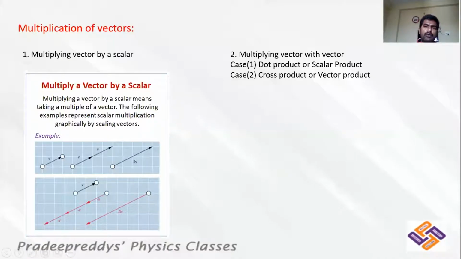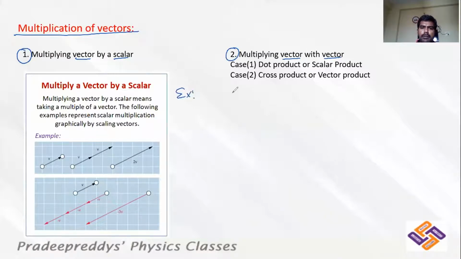So far we have learned how to add vectors and subtract vectors using different laws. And now in this session we are going to learn about multiplication of vectors. When it comes to multiplication of vectors, we have two different cases: you are multiplying a vector with a scalar, and you are multiplying a vector with a vector. A vector can be multiplied with a vector. A vector can be multiplied with a scalar.